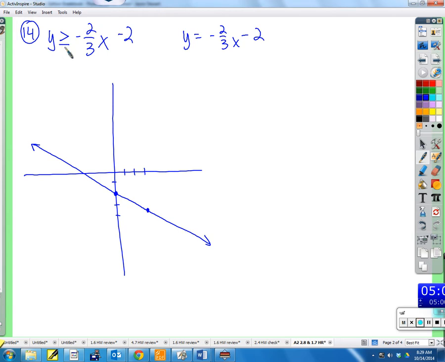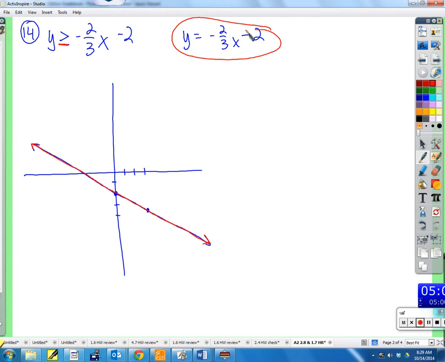Let's just color code this. The line is made up of an infinite number of points that satisfy this part of the inequality, the equals part. It satisfies the equals part.